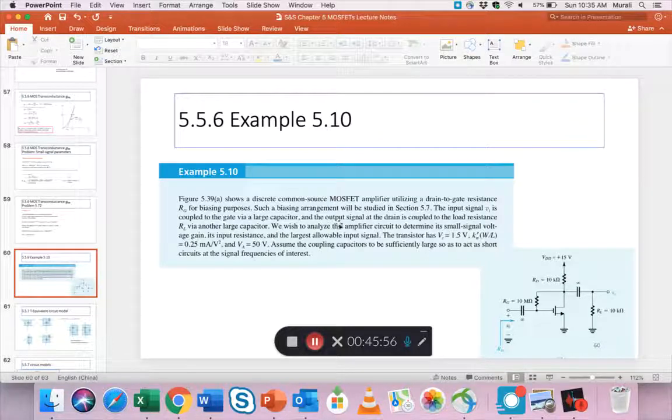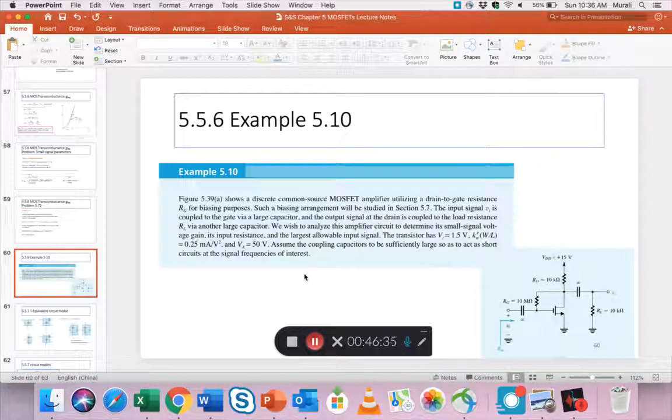We wish to analyze this amplifier circuit to determine its small signal voltage gain, its input resistance, and the largest allowable input signal. I guess we haven't really done too much in the past about input resistance, right? That Rin that you can see at the bottom. So that's something new also. Then the transistor data is given, Vt is given, the process parameter is given, and Va is given. Va meaning we have to take into account some channel length modulation effect.